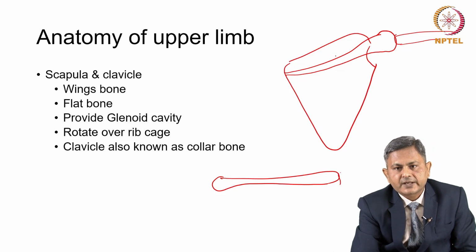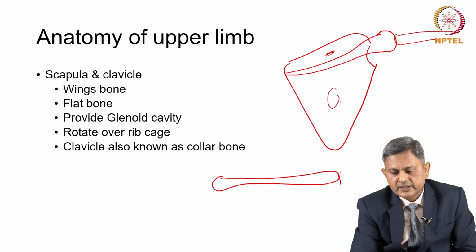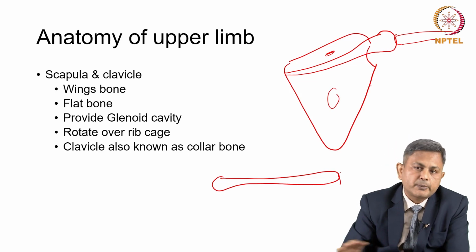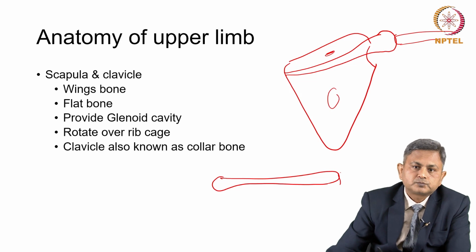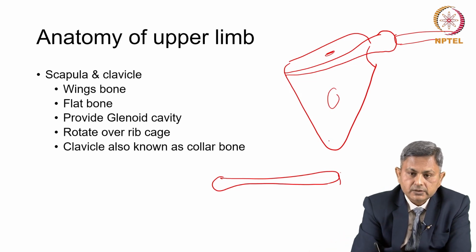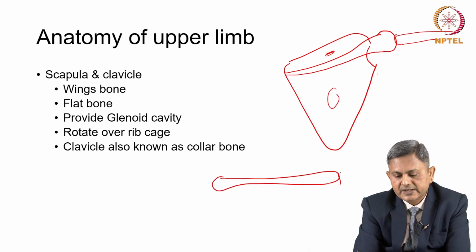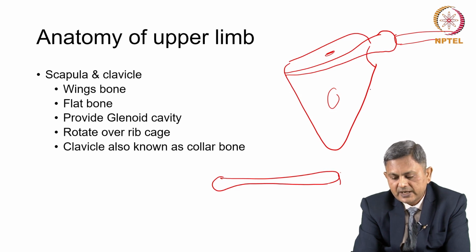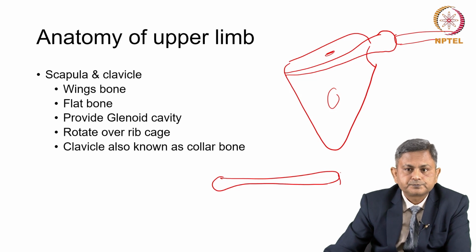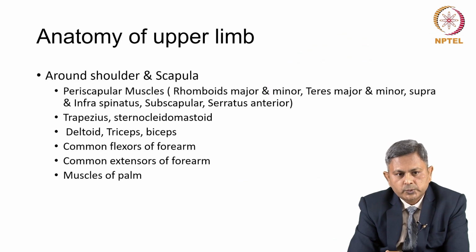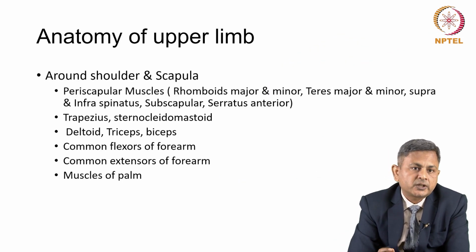Supraspinatus, infraspinatus, as the name suggests, then subscapularis below the scapula. Rhomboidus major, rhomboidus minor, teres major, teres minor, and serratus anterior. Here I just want to tell you about the rotator cuff.